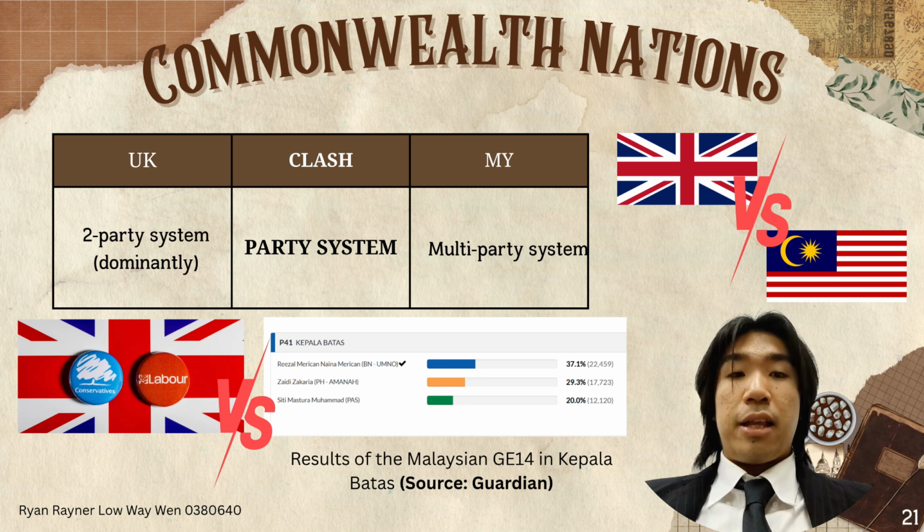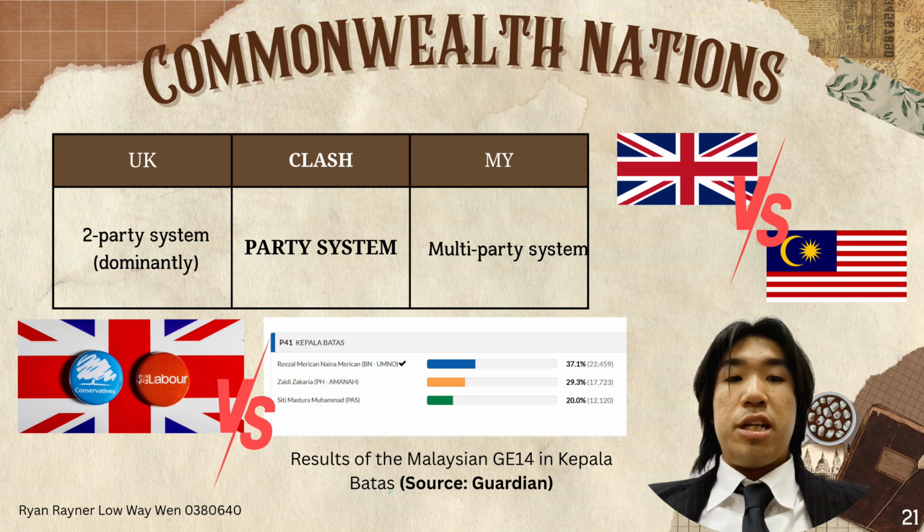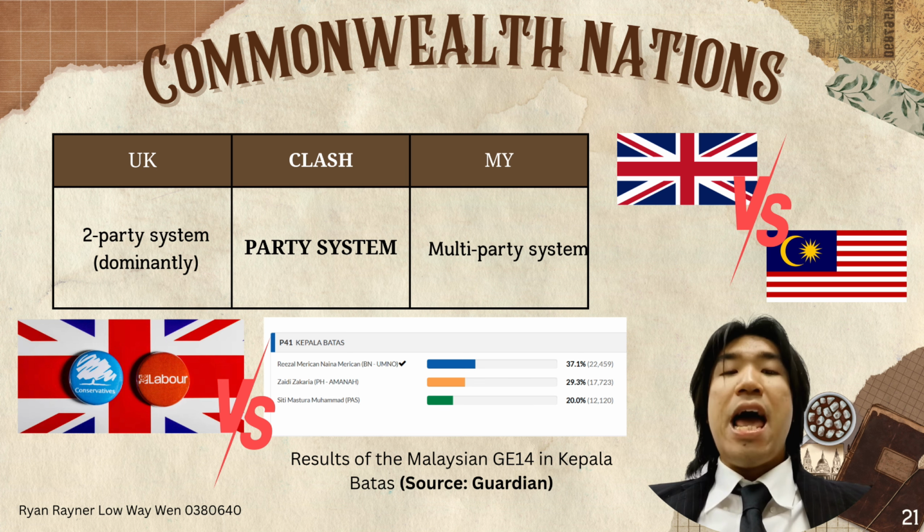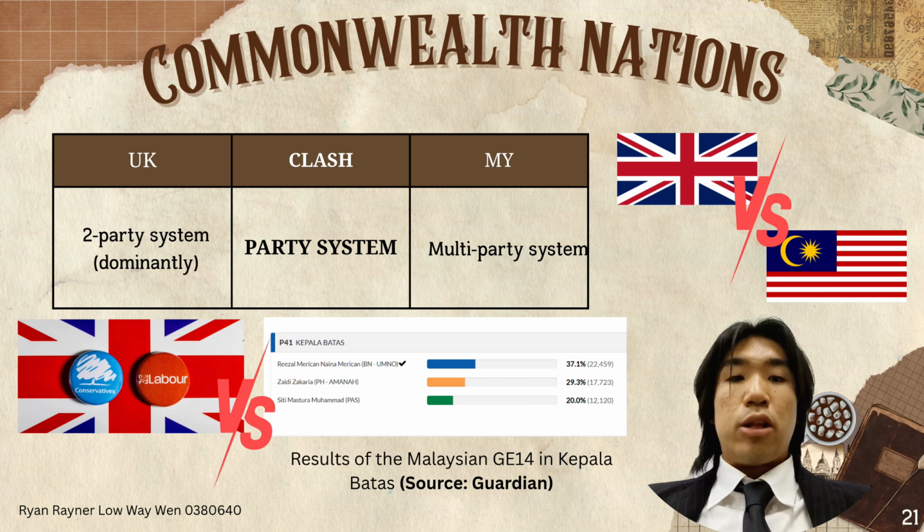Lastly, Malaysia's multi-party and ethnic-based political system also interacts with FPTP differently. FPTP tends to reward geographically concentrated support, and in Malaysia, parties representing specific ethnic groups can win many seats with relatively low national vote shares. Additionally, vote splitting among opposition parties enables minority wins. For example, in Kepala Batas during the GE14, BN's candidate Rizal Merican won with just 37.1% of the vote, as opposition votes were split. In the UK, the dominance of Labour and Conservatives reduces the impact of vote splitting, allowing FPTP to produce more stable majorities, albeit with some disproportionality.